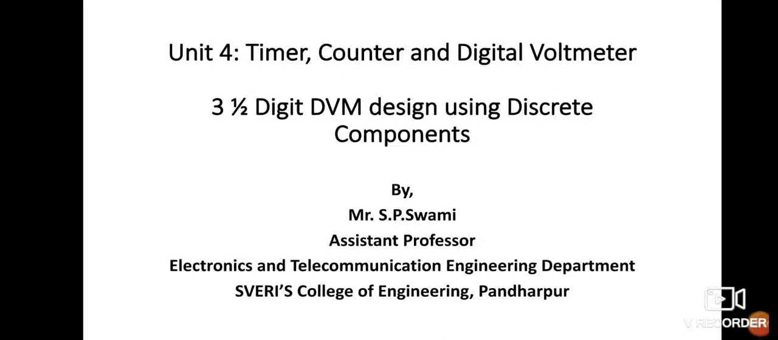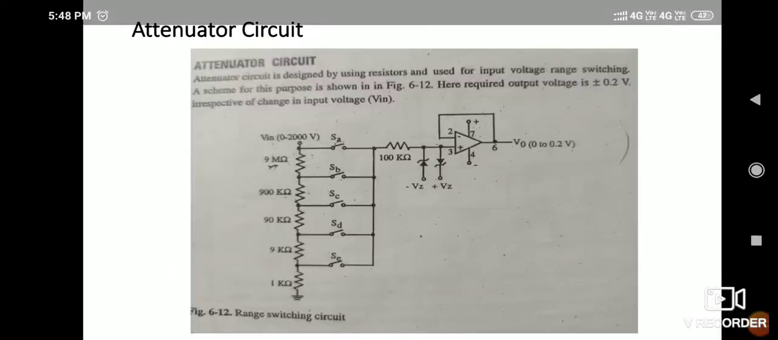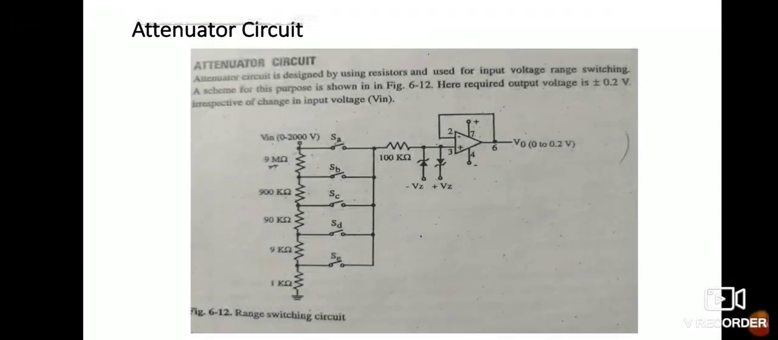So we can start. First of all, this is the attenuator circuit. Attenuator and amplifier, these terms we already know. An amplifier will amplify the signal, whereas an attenuator will attenuate the signal.